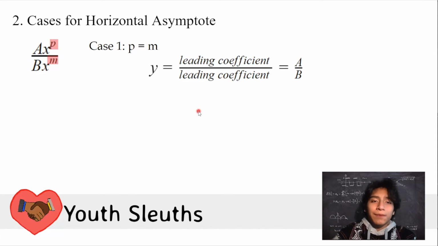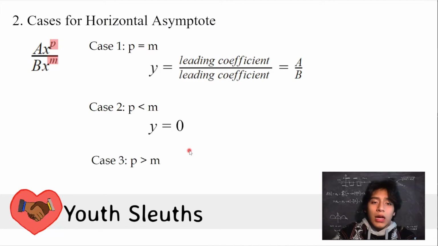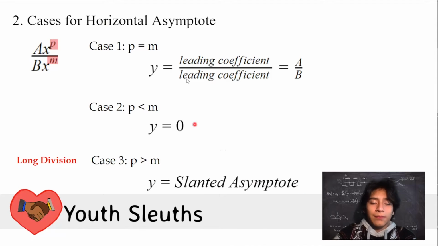In our second case, P is less than M. So the degree in the numerator is less than the degree in the denominator, which gives us y equals 0. So our horizontal asymptote is y equals 0. And lastly, for our final case, the degree in the numerator is bigger than the degree in the denominator. For this case, we're going to have to do long division, which will give us a horizontal asymptote that is slanted. Now let's go back to our example and see which case applies to that rational function.